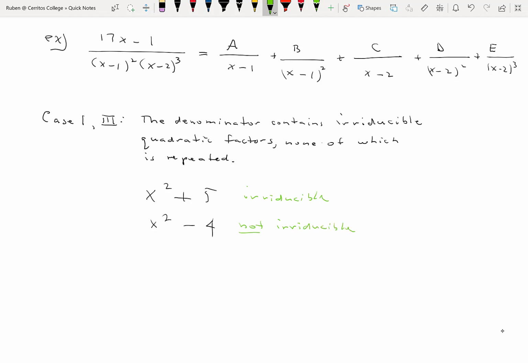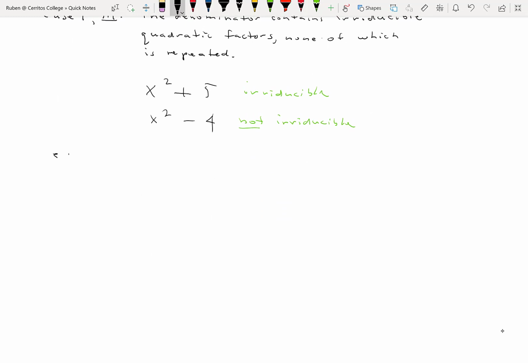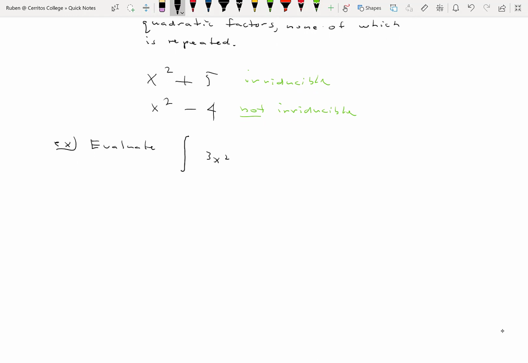We could factor. Okay, so let's take a look at a specific example. The specific example is to evaluate the integral of 3x squared minus 3x minus 1 all over x minus 2 times x squared plus 1 with respect to x.